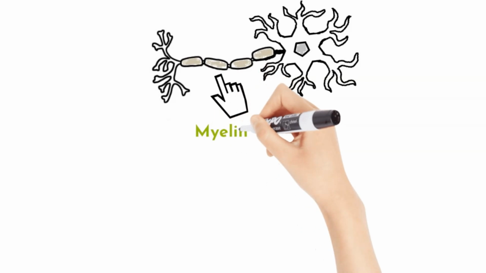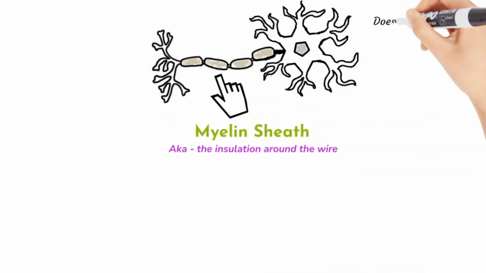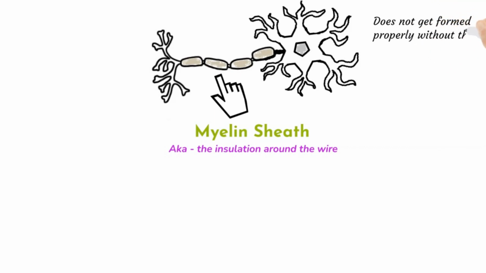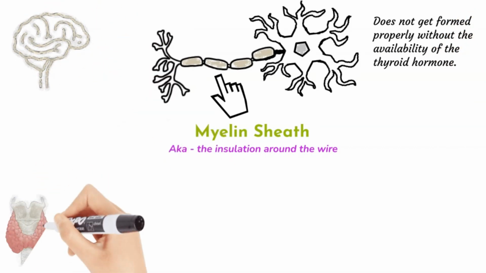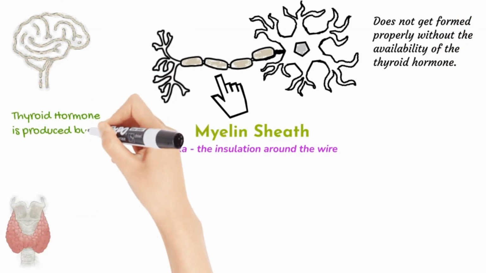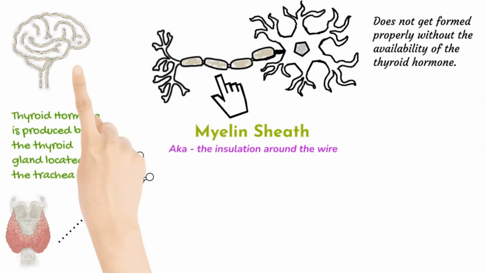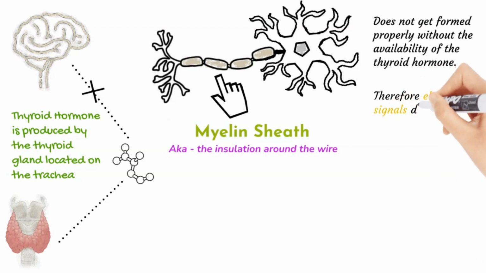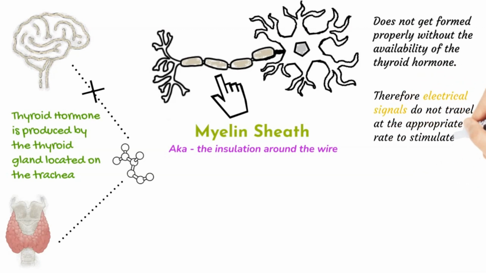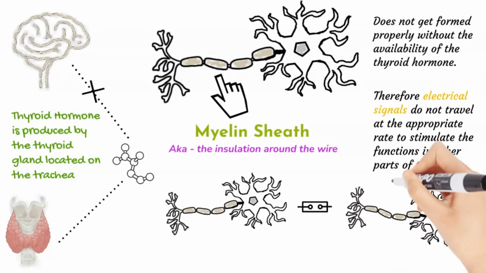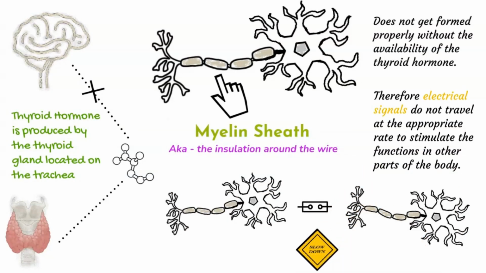Myelin sheath, aka the insulation around the wire, does not get formed properly without the availability of thyroid hormone. Thyroid hormone is produced by the thyroid gland located on the trachea. Therefore, electrical signals do not travel at the appropriate rate to stimulate the functions in other parts of the body. To put it in perspective, if electrical signals traveled in miles per hour, and the normal speed would be 200 miles an hour, in the affected neurons it would slow down to 150 miles per hour instead.